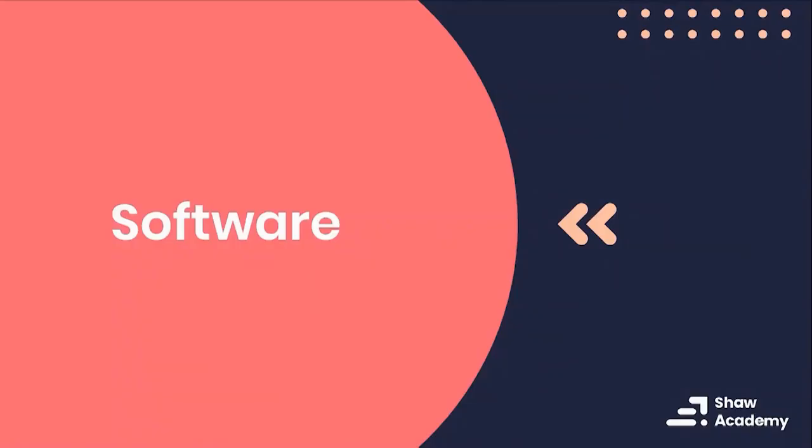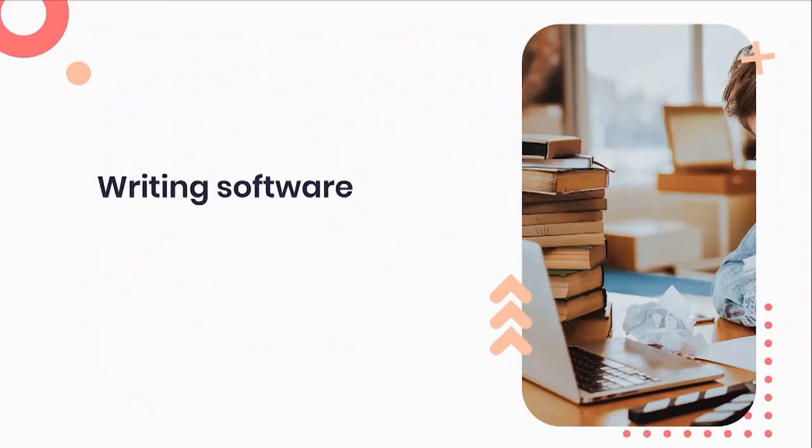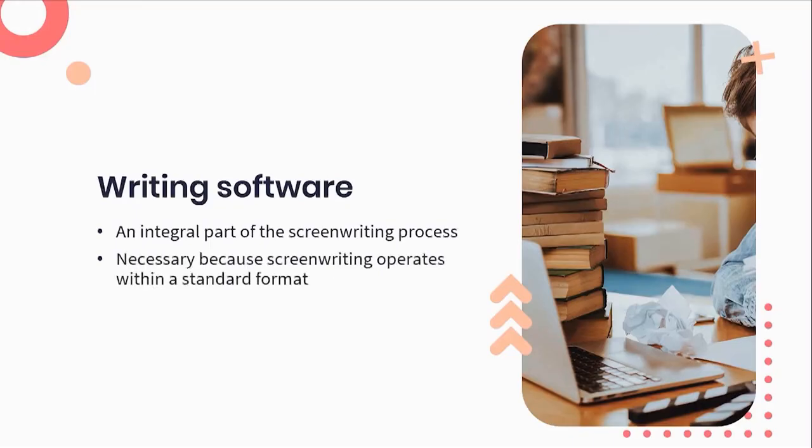So let's begin with software. Now, writing software. It is an integral part of the screenwriting process in a way that it isn't for other kinds of writing. But it is necessary because screenwriting operates within a standard format. And the most popular software options that you could seek to use are Scrivener and Final Draft.